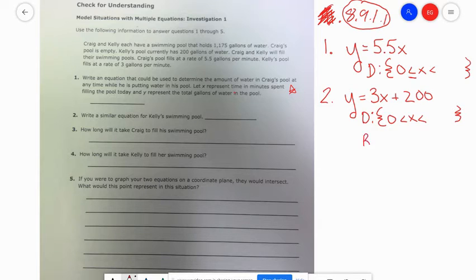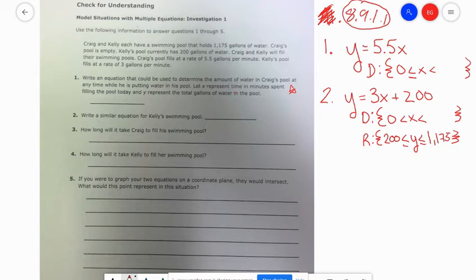Let's look at our range here. I know we didn't do range for the other one, but I'm going to go ahead and talk about it anyway. Our range here, well, if x is equal to 0, which is our lower domain, 3 times 0 is 0, plus 200 is 200, our lowest possible value in this case, because you can't fill it up for negative seconds. And at 0 seconds, it already has 200 gallons. 200 is less than or equal to y, which is less than or equal to, well, the maximum our pool holds, 1,175 gallons. So that's our range on that one.